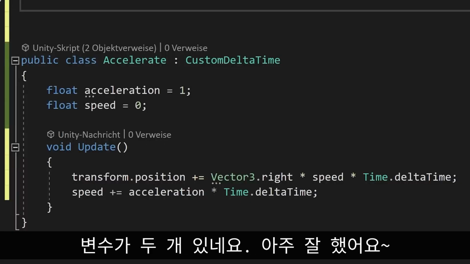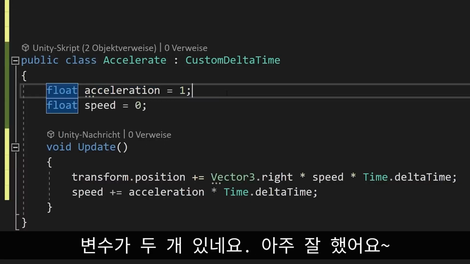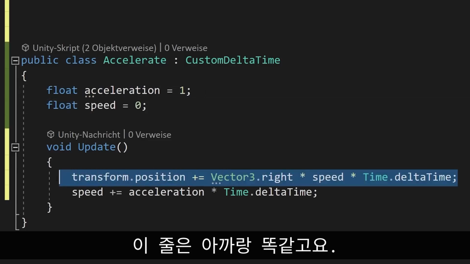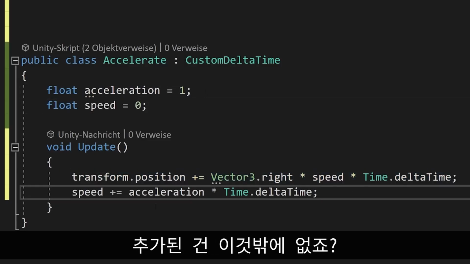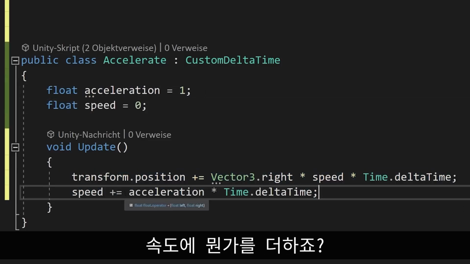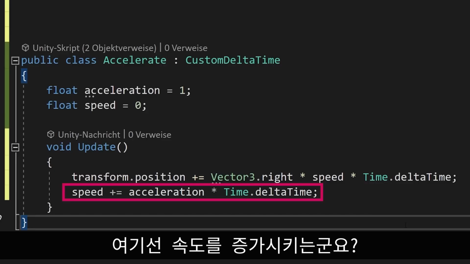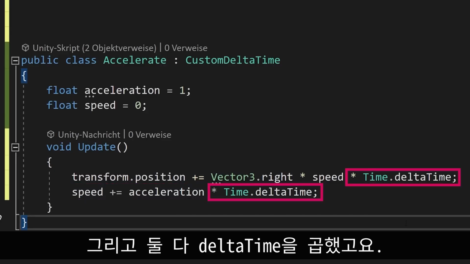Okay, let's see what you got. So you have 2 variables. That's nice. Yeah, you have an acceleration variable and you have a speed variable. Very good. So this part is the exact same thing as last time. And the only thing we added was this line here. We add something to the speed. And now here we take the acceleration and we multiply it by DeltaTime. So this is for movement. This is for increasing the speed. And both times we multiply in DeltaTime.